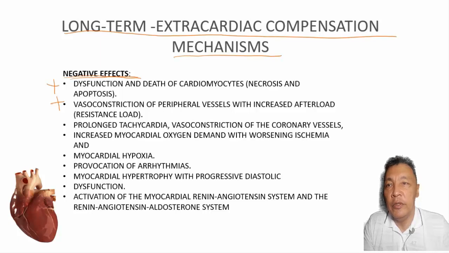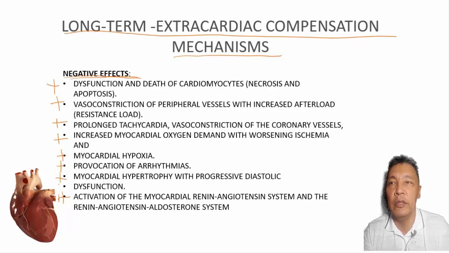vasoconstriction of peripheral vessels with increased resistance load, prolonged tachycardia, vasoconstriction of the coronary vessels, increased myocardial oxygen demand with worsening ischemia and myocardial hypoxia, provocation of arrhythmias, myocardial hypertrophy with progressive diastolic dysfunction, and activation of the myocardial renin-angiotensin system and renin-angiotensin-aldosterone system. Prolonged tachycardia is particularly important since at first it is a compensatory adaptive reaction, but later it contributes to an even greater depletion of the myocardium, which means it goes into a pathological reaction. This is the main pathogenic link of tachycardia.